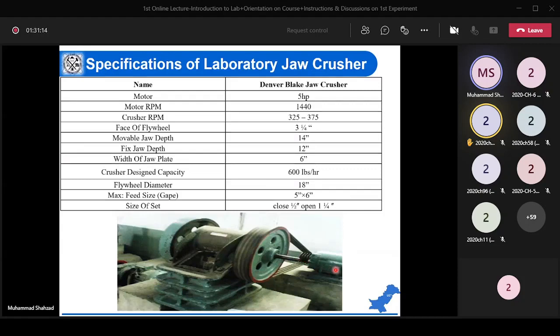We need to change the RPM of the crusher. Then accordingly, we choose the diameter of that pulley. Increasing the diameter will reduce the RPM linearly, right? The more you increase the diameter, the less RPM there will be for the movable jaw, the fixed jaw. I will explain. I think you may not understand these things right now, but I will explain later in a picture of the machine.